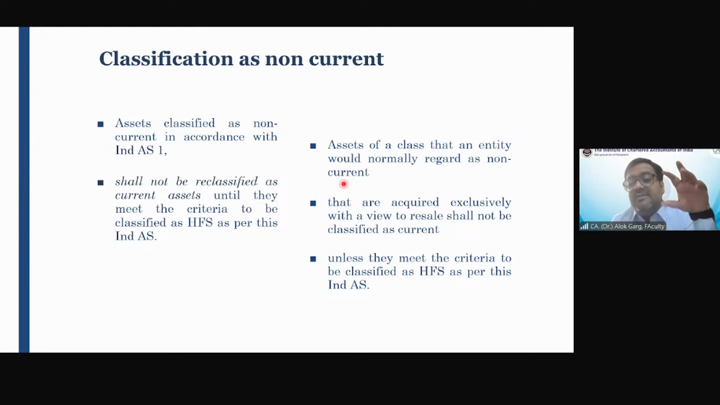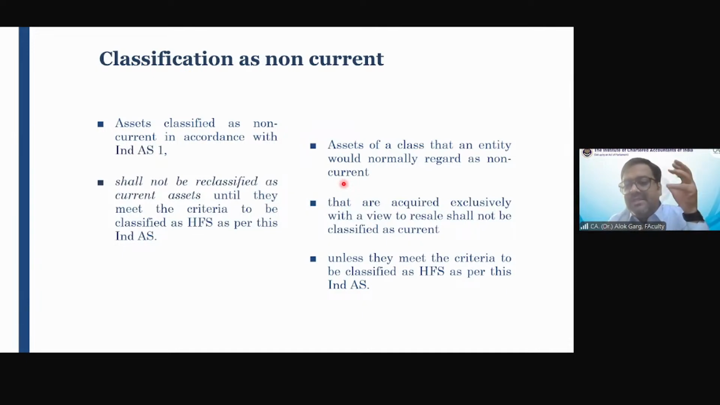So Vignesh has purchased that building for the purpose of resale. Vignesh's business is not to resell buildings. Vignesh has purchased the building for the purpose of resale, and Vignesh said that I will do some renovation and then I will sell this building. Okay. So this asset was acquired exclusively with a view to resell.